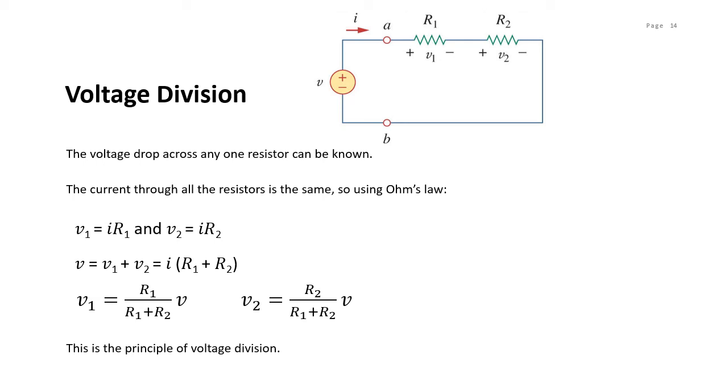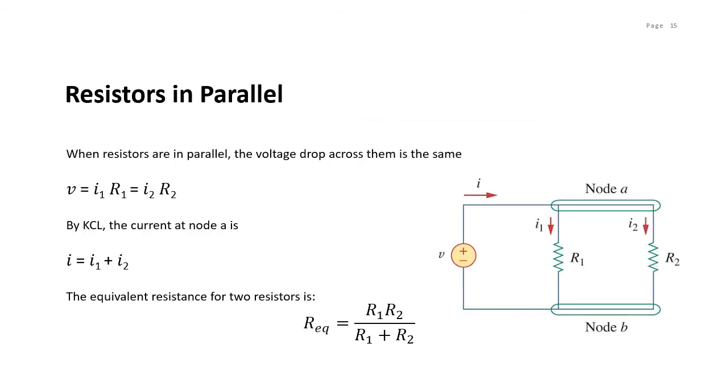Notice that the source voltage is divided among the resistors in direct proportion to their resistance. The larger the resistance, the larger the voltage drop. This is called the principle of voltage division, and the circuit in this figure is called a voltage divider. Okay, let's move to resistors in parallel.